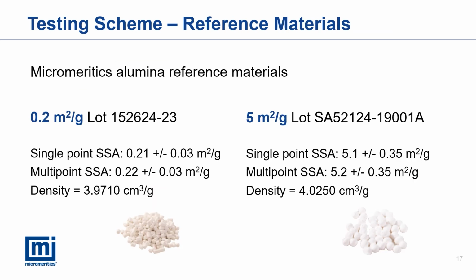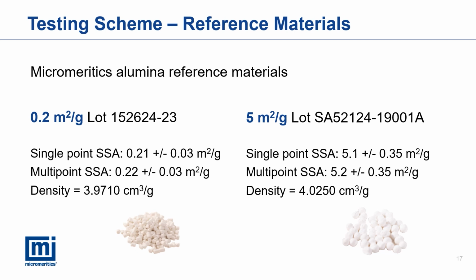The free space values obtained from calibrated empty sample tubes were applied to reference material analysis to evaluate if results obtained meet predetermined specifications. Two Micromeritics alumina reference materials were selected for testing. Both have low specific surface area, with one measuring 0.2 square meters per gram and the other 5 square meters per gram.